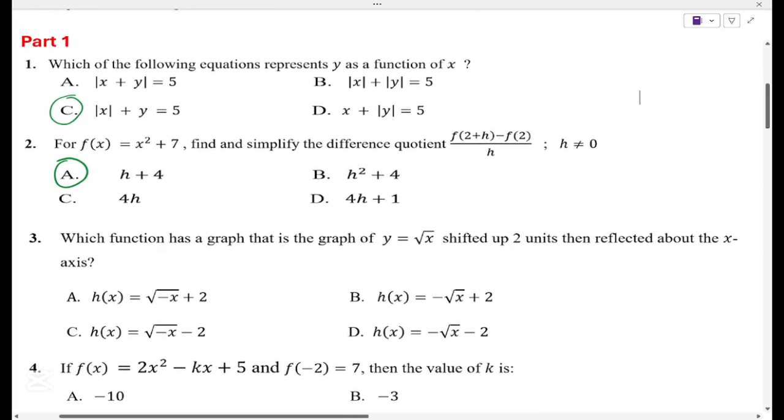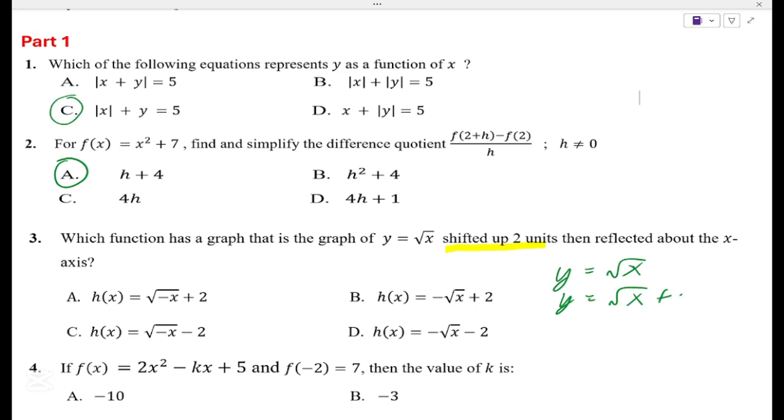And then for number 3, which function has the graph that is the graph of y equal to square root of x shifted 2 units up and then reflected about the x-axis? If we start with y equal to square root of x, and we do the transformation, which is shifted up 2 units, meaning you will add 2 to the y. So y is equal to square root of x, then let's add 2.